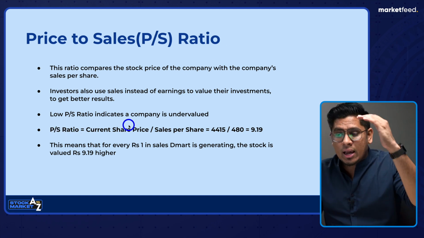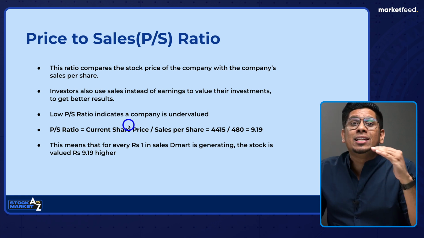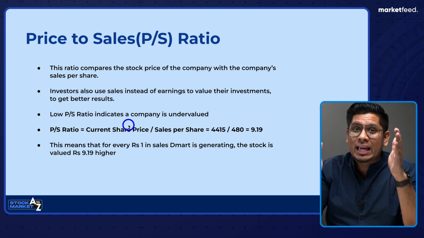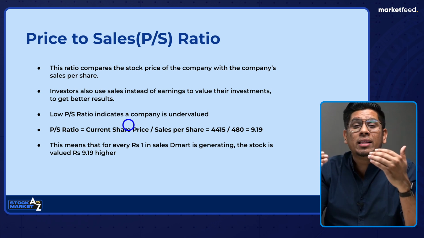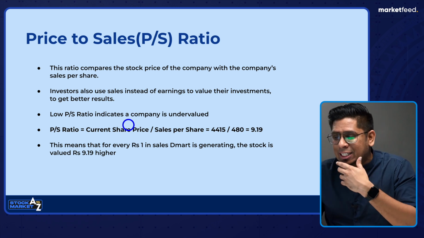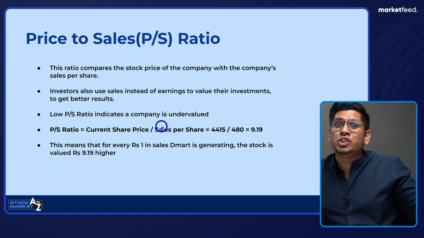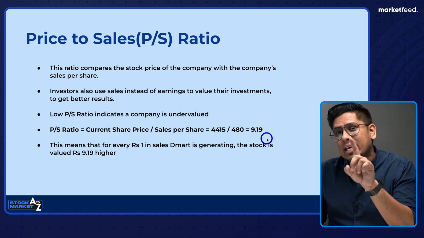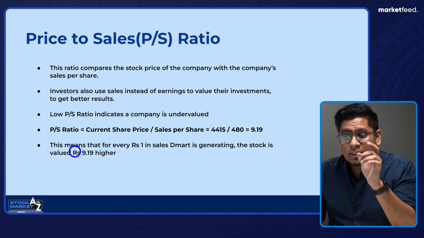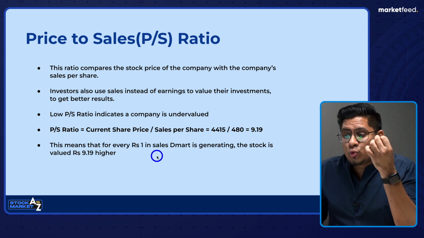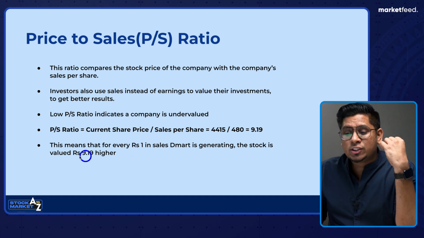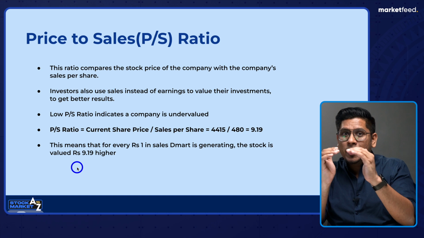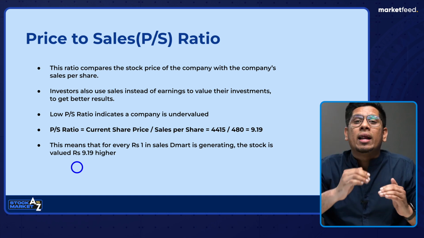PS ratio is equal to current share price divided by sales per share. How can you find this? You go into the P&L statement, you can find the sales of the company, you divide it by the total number of shares in the company, and you'll get sales per share. Just like earnings per share, this is sales per share. And you can get 9.19 in the case of Dmart here. And what does it say? This means that for every 1 rupee in sales Dmart is generating, the stock is valued 9.19 rupees higher. For 1 rupee of sales happening, the stock is valued 9.19 times higher.